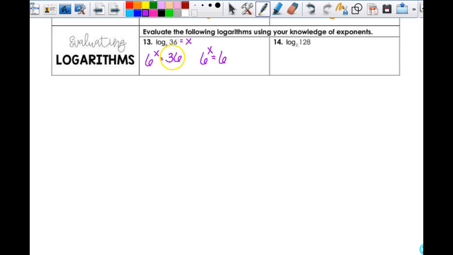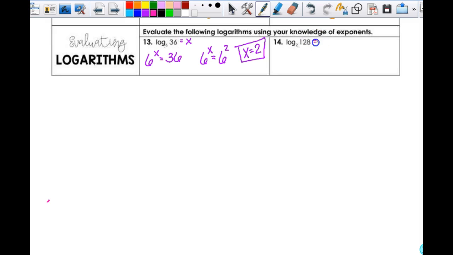And how do I get 36? It would be 6 what? Squared. Okay? 6 times 6 would be 6 squared. So now that I have common bases, what this tells me is that x has to equal 2. Does that look familiar? That's your answer. x equals 2. Or really, log base 6 of 36 equals 2, but that's fine. We don't have a lot of room there.